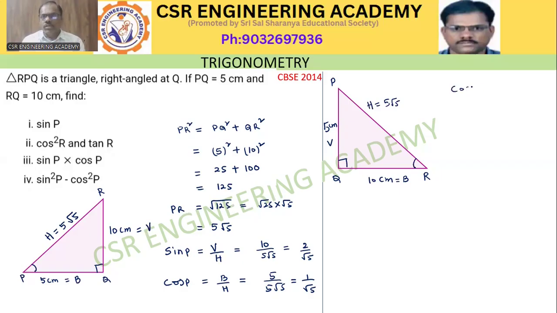Cos R is equal to base by hypotenuse, that is equal to 10 divided by 5 root 5 is equal to 2 by root 5. Tan R is equal to vertical side by base, that is equal to 5 divided by 10 is equal to 1 by 2. 1) Sin P is equal to 2 by root 5.